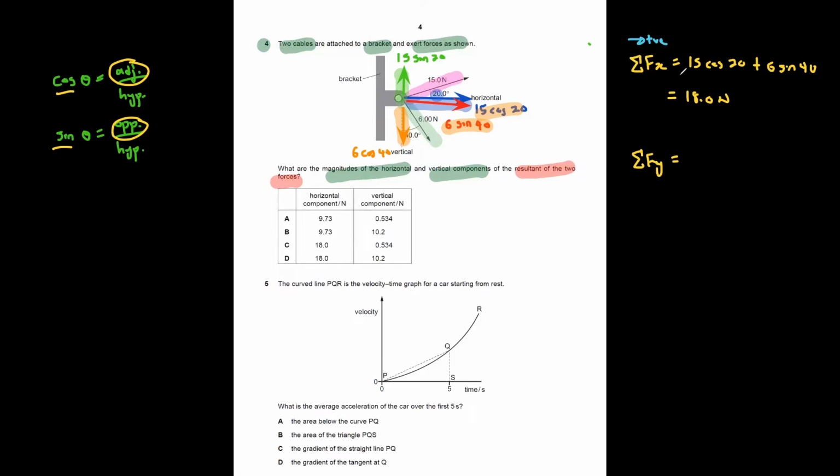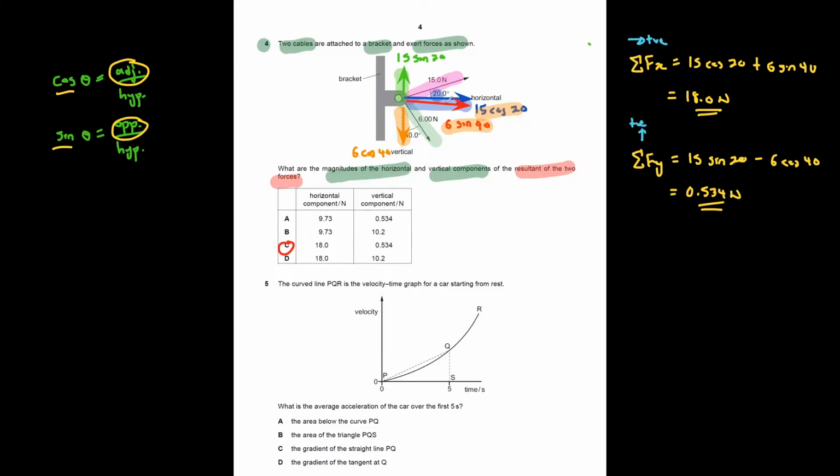And then your sum of Fy, let's just assume that going upwards is positive. So in my case, this one would be 15 sine 20 minus 6 cos 40. So if 15 sine 20 minus 6 cos 40, you will get the answer as 0.534 Newton. Okay, so this is the horizontal, this is the vertical. In your case, your answer should likely be C. Okay, so that's for this particular answer here.